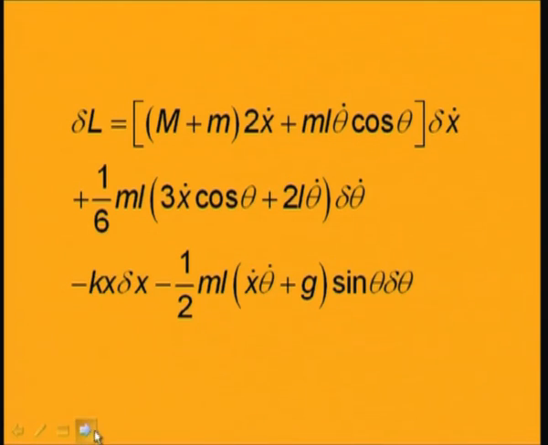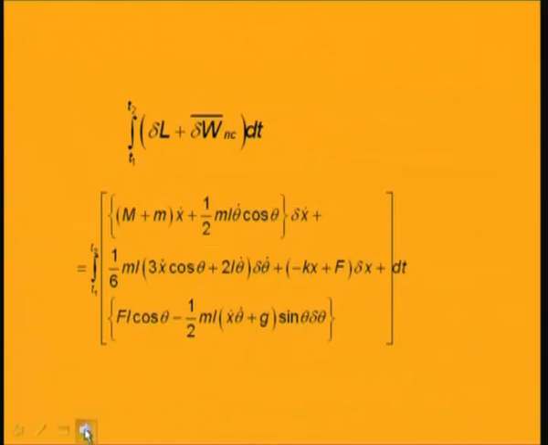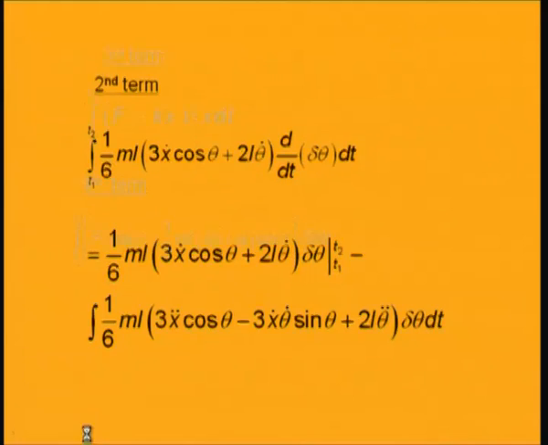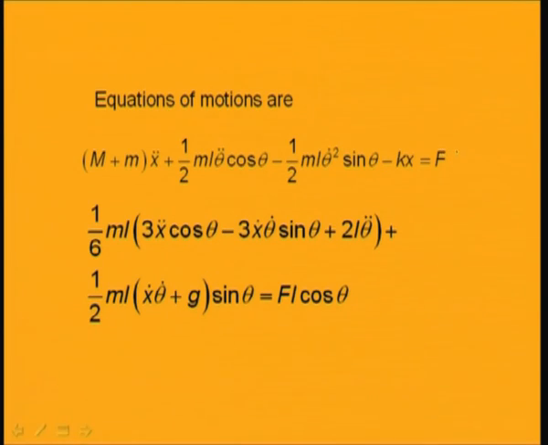Now, you just use the extended Hamilton principle. Before that, the work done by this non-conservative force will be equal to F i dot this. So, using the extended Hamilton principle, you can find the expression for this equation of motion. So, this becomes the equation of motion of the system.